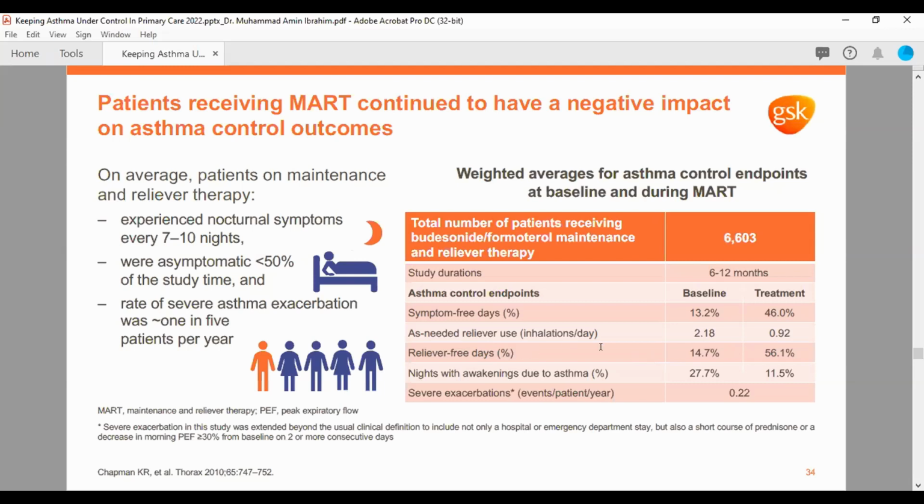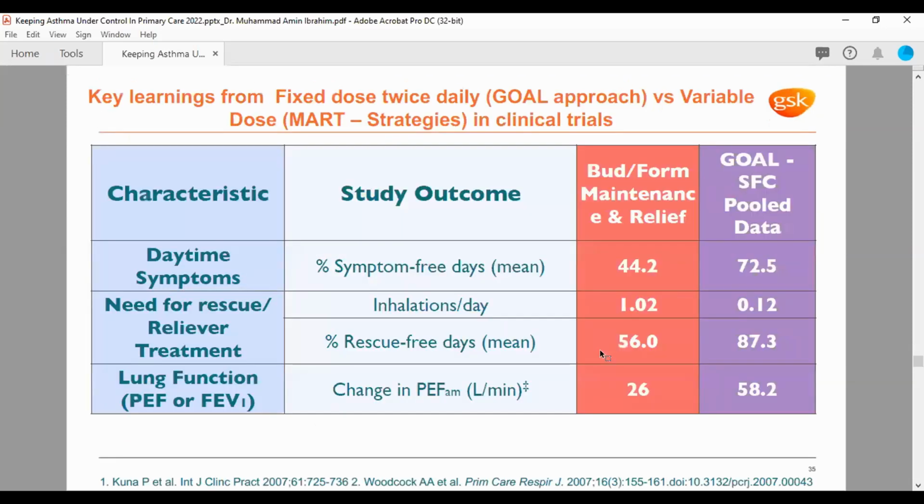The reason for this, I mentioned to you just now, patient under perceive their symptom. In MART approach, the symptom should drive the use of the extra inhaled corticosteroid and LABA inhaler, but patient under perceive their symptom. Therefore, they are not using their reliever.